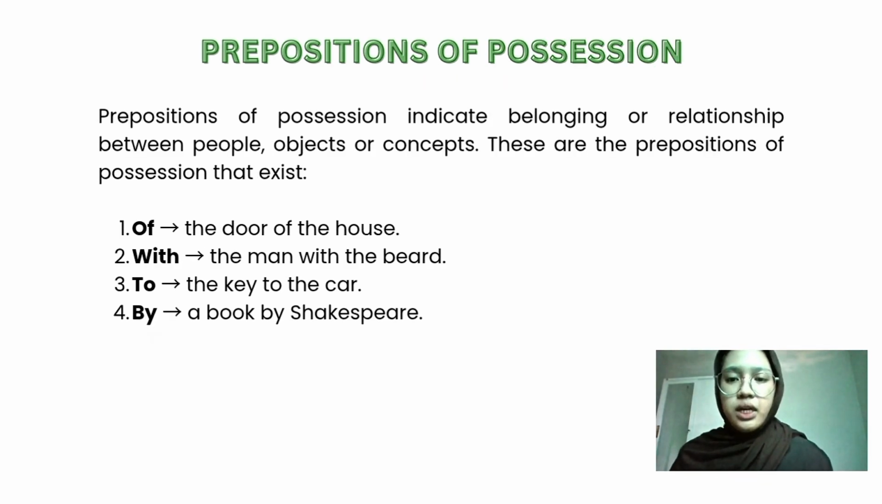Prepositions of possession indicate belonging or relationship between people, objects, or concepts. These are the prepositions of possession that exist. 1. Of, the door of the house. 2. With, the man with the beard. 3. To, the key to the car. 4. By, a book by Shakespeare.